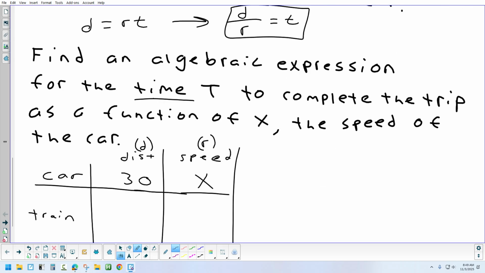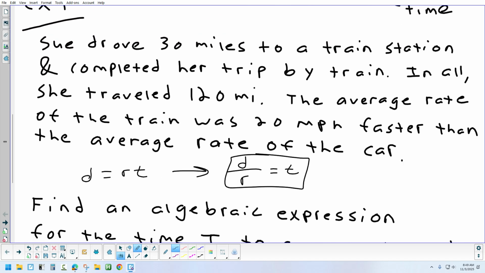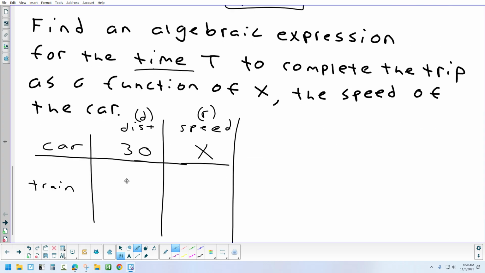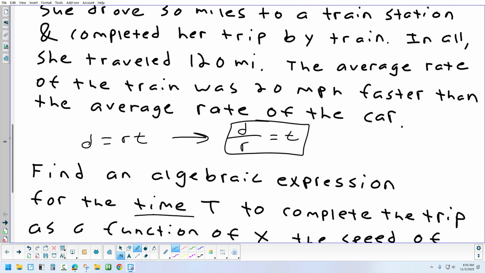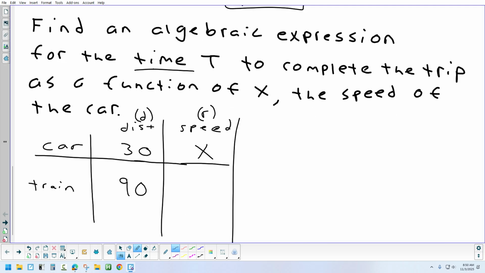Now let's look at the train. Do we know the distance that she traveled by train? How much is that? 90. It's going to be 90 because she did 120 total, and 30 of it was by car, so the rest must have been by train. So she did 90 miles by train. And how would we write the speed of the train if it's 20 faster than the car? x plus 20.